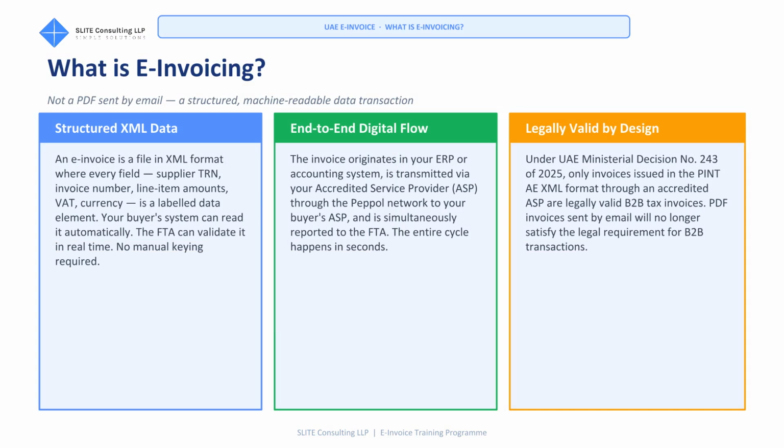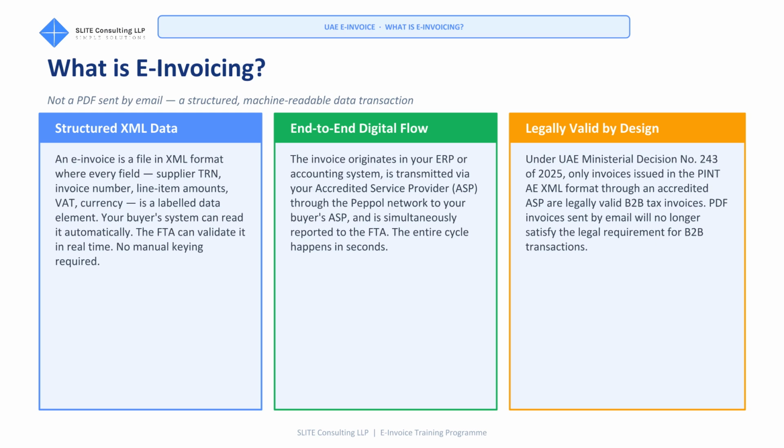An e-invoice is a structured XML file. Every field, the supplier TRN, the invoice number, the line item amounts, the VAT, sits in a labeled data element that machines can read directly. It flows end-to-end digitally. The invoice originates in your ERP. Your accredited service provider transmits it across the PEPPOL network to your buyer's ASP, and the FTA receives the data in real time. There is no manual rekeying at any point, and validation happens before delivery, not after.